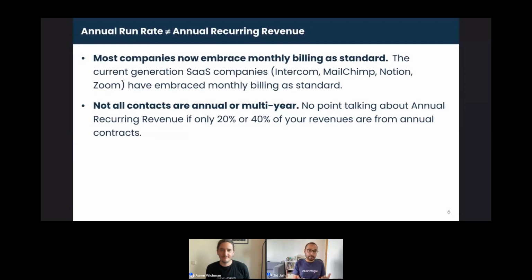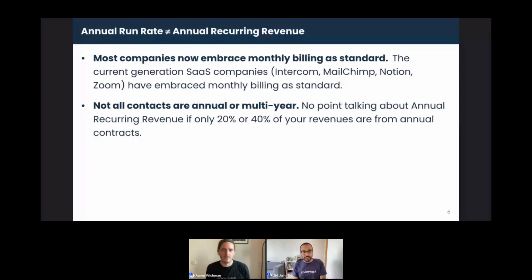This is because most companies have now shifted from a traditional annual billing cycle to more of a monthly billing cycle. For example, Zoom or Notion or Intercom have all embraced monthly billing as standard. And when you embrace monthly billing as standard, only 20 to 40% of your revenues come from annual contracts. So in some sense, your actual recurring revenue is monthly and it's not annual. So it makes sense to call it annual run rate.